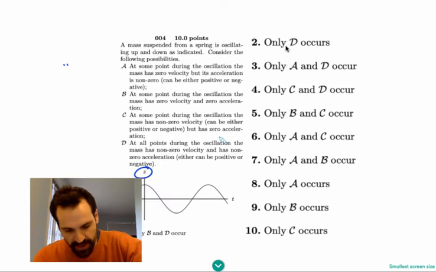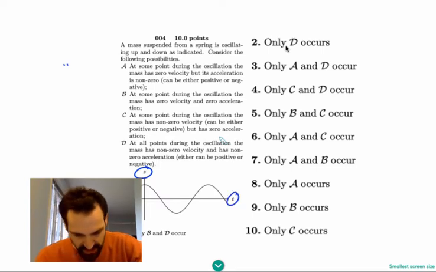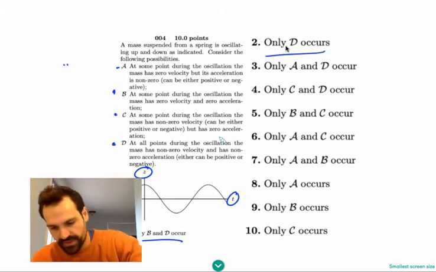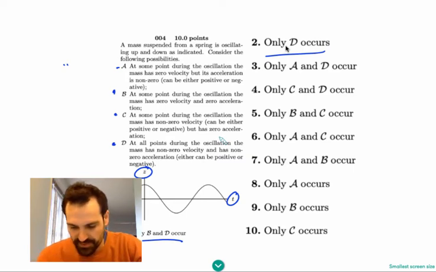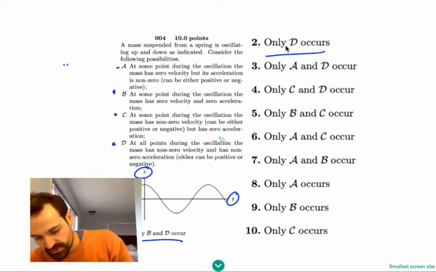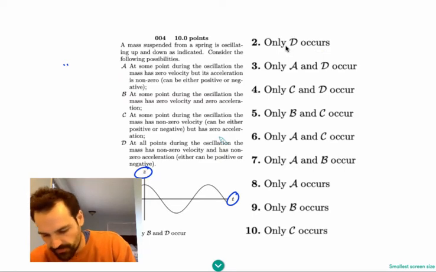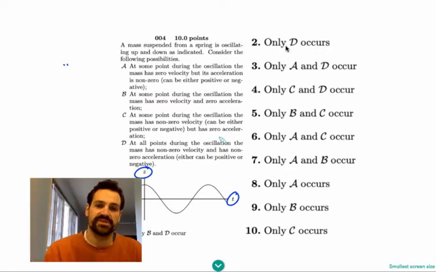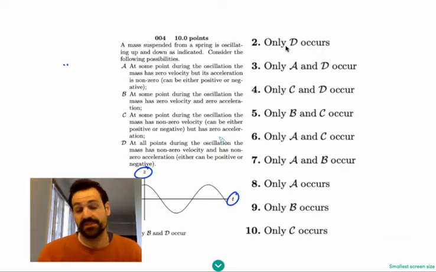Again, I'm looking at the graph first. We have Z versus T. Oh boy, and we have A, B, C, and D. And then the answer choices are A, B, C, or D can be true. So this one might come down to process of elimination. You always have that tool in your back pocket.